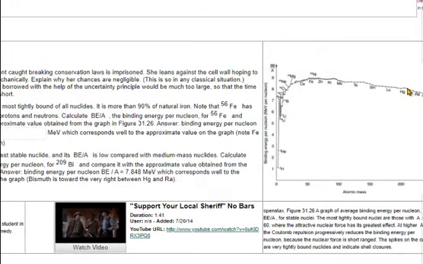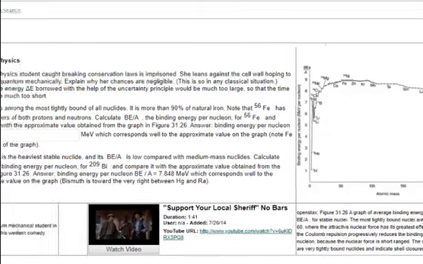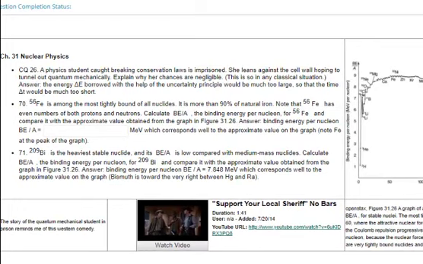Since it's over here, we look at it and see it's between 8 and 9, definitely less than the iron. That's why the iron actually is the most tightly bound, as it said. It has the highest binding energy per nucleon. The other one is the heaviest stable isotope, so not the same thing.